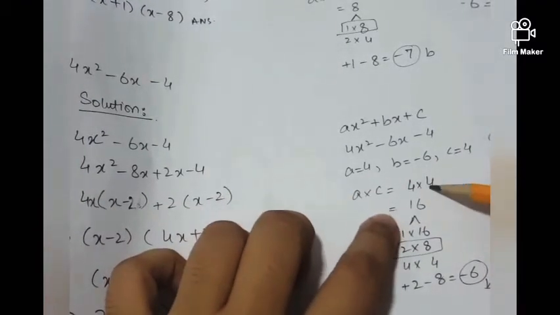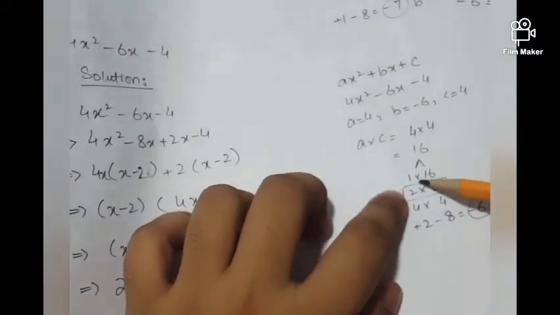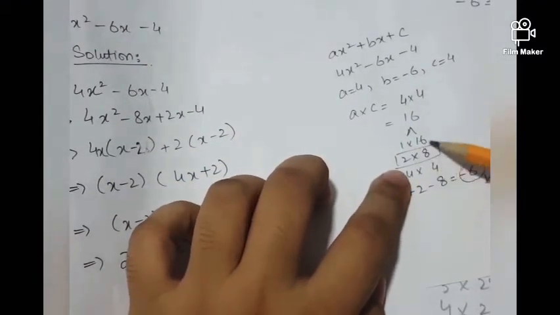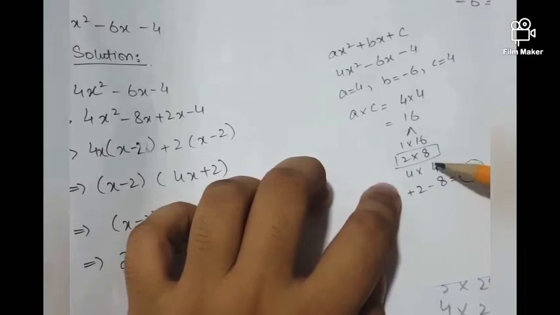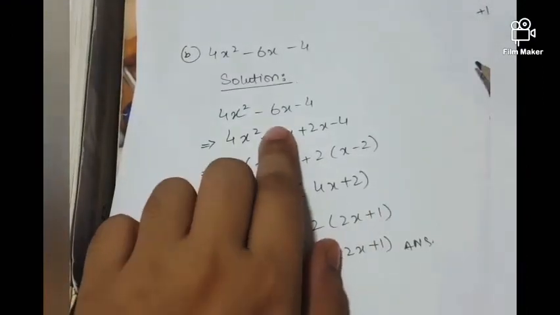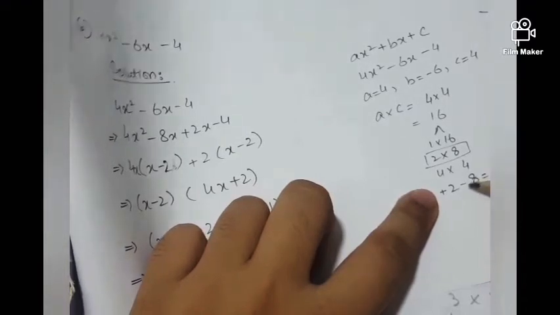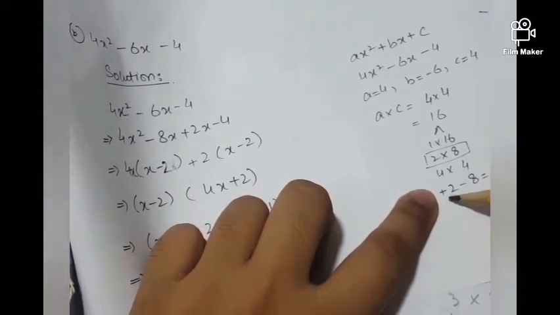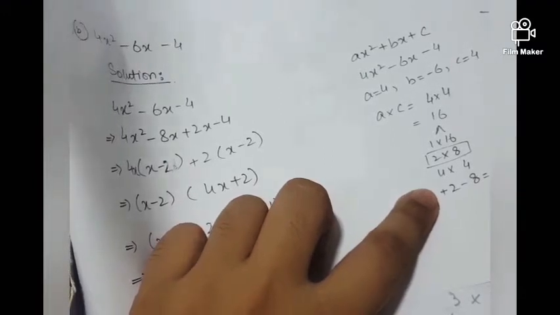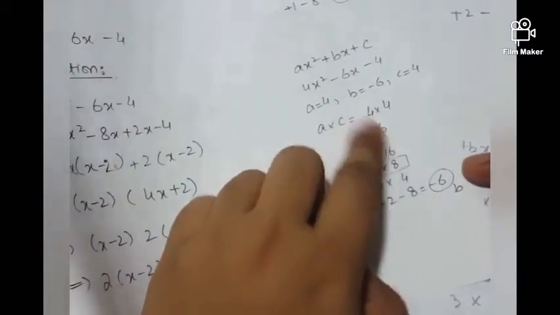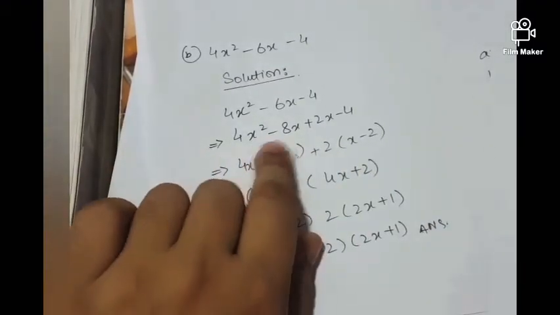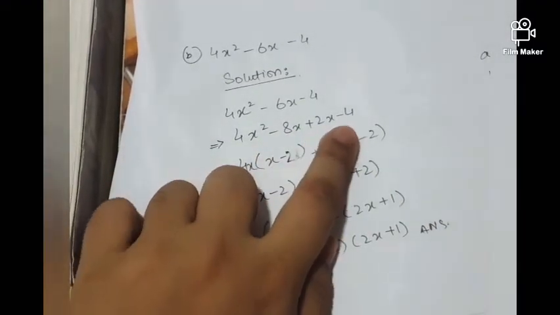Now a multiplied by c is 16, 4 4s are 16. Now the factors of 16 are 1, 16, 2, 8, 4 and 4. Now I want minus 6. So I place the bigger number 8 with the minus sign and 2 with the plus sign. So this is minus 6. Now my b has occurred. Now I am going to break the terms. 4x square minus 8x plus 2x minus 4.